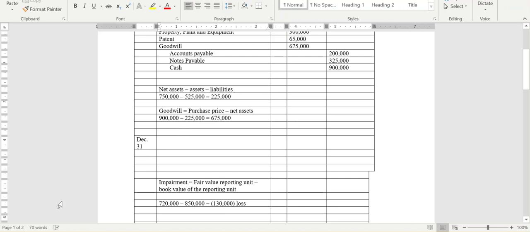So we need to journalize that. We are going to debit our impairment loss on goodwill of $130,000, and we're going to credit our goodwill to bring it down by $130,000.